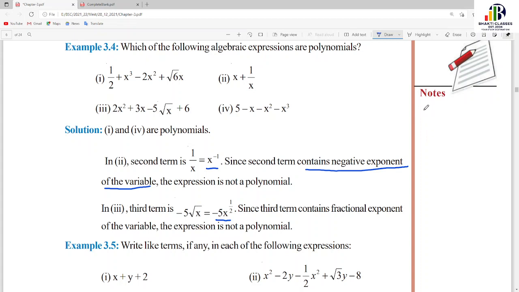Let us understand some of the things over here. Cube root of x can be written as x raised to 1 by 3. Fourth root of x can be written as x raised to 1 by 4. Fifth root of x can be written as x raised to 1 by 5. Similarly, the nth root of x can be written as x raised to 1 upon n. So this you have to remember.